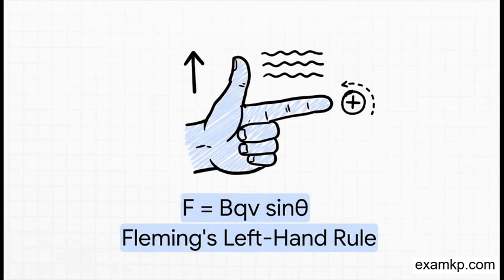But what about the direction of the force? For that, you need Fleming's left-hand rule. Okay, everybody, take your left hand. Point your first finger in the direction of the field. Point your second finger in the direction of the current. Your thumb will then point in the direction of the force or the motion. See? First finger, field, second finger, current, thumb, motion. A nice trick to remember it.